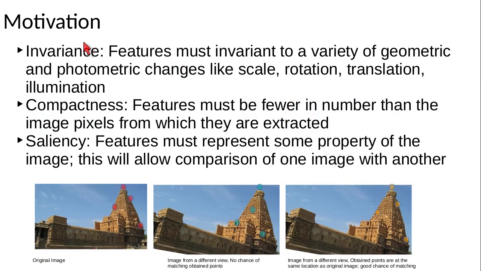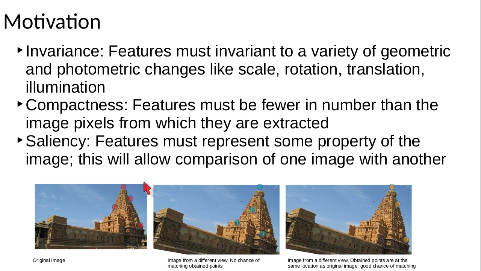Let's look at some of the properties that we expect from these features. In order to implement some of the applications that we have discussed so far, the features would have to have invariance to geometric and photometric changes. So for instance, whether an image is scaled, rotated, translated, or the illumination in the image changes, the feature points must be obtained at the same location.